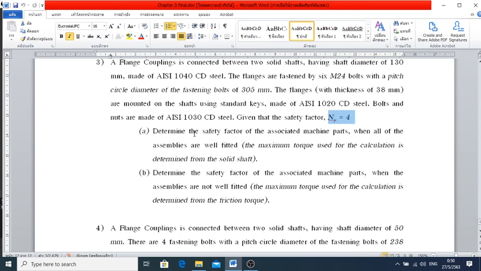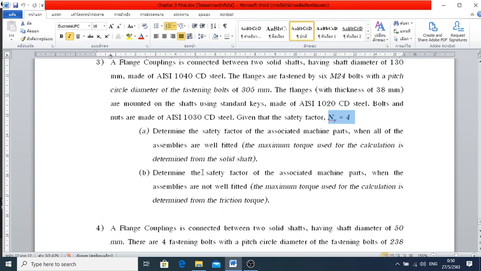The maximum torque used for the calculation is determined for the solid shaft. It is going to be exactly the same determination as what I mentioned earlier. Everything is well-fitted machinery, so we pick the right bolts and nuts to fix it. Everything turns out to be one piece of machine component. So we do exactly the same calculation as appeared in the example there. You may practice on it.